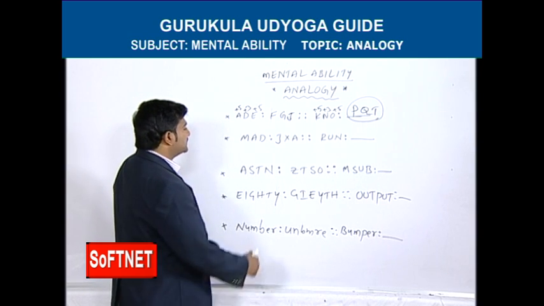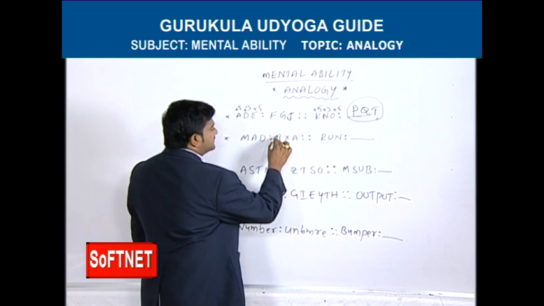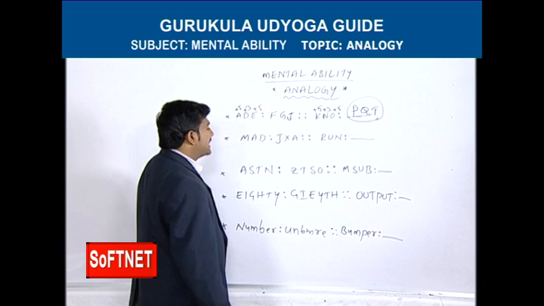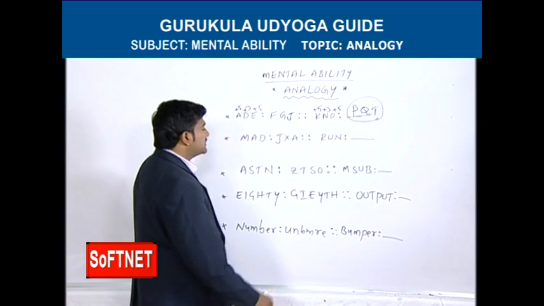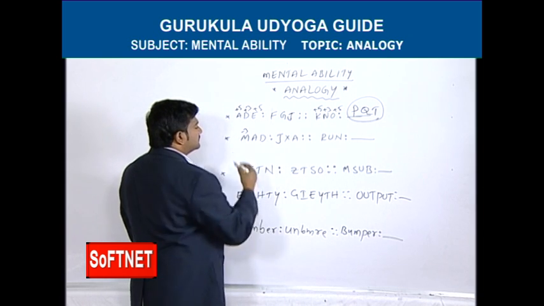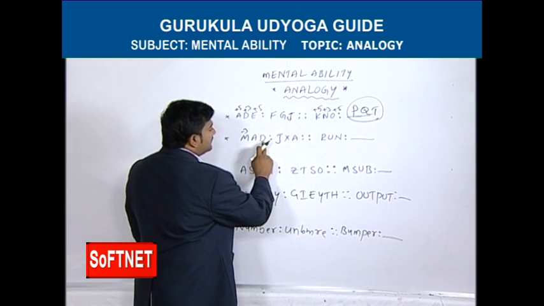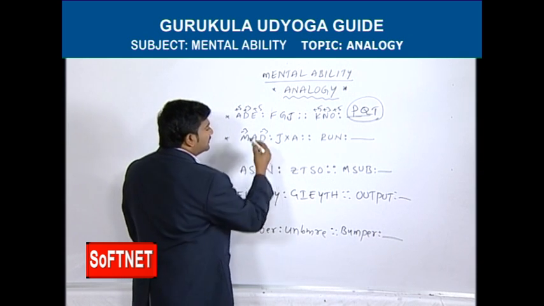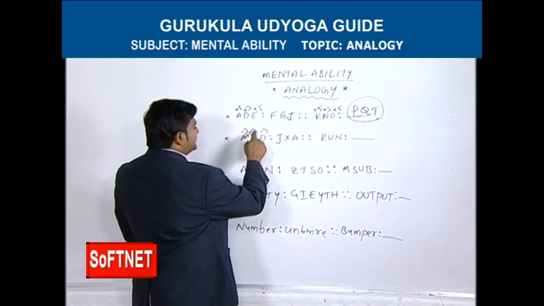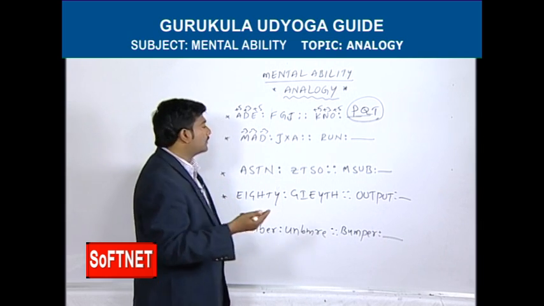This is something interesting. See, observe here. MAD is to JXA as RUN is to dash. See, observe here. M means 13. J means 10. 13 is written as 10, so clearly minus 3. We will keep A aside. Now observe here D. D means 4, A means 1. Again minus 3. But from A, if you subtract 3, usually 1 minus 3 means minus 2. Is there any alphabet minus 2? No.